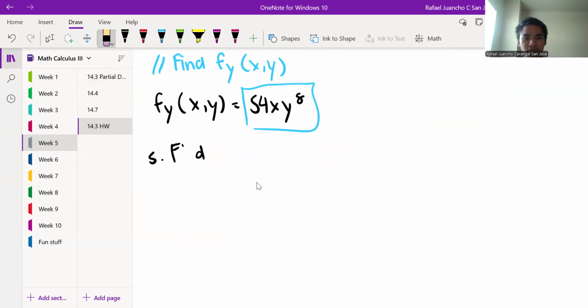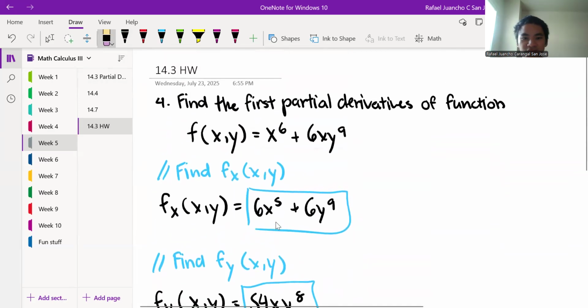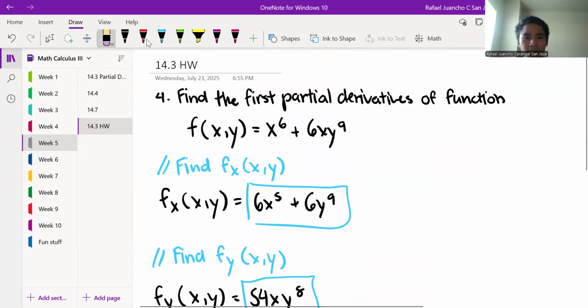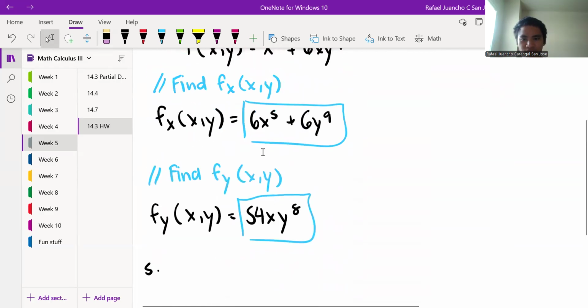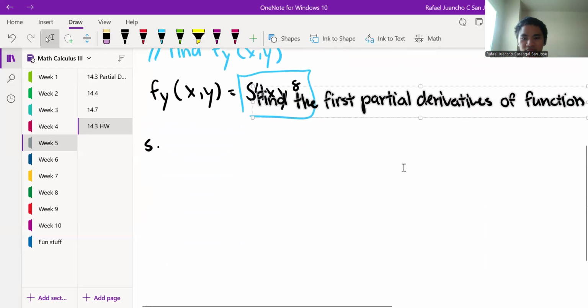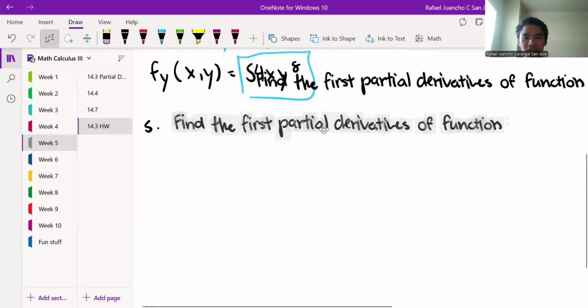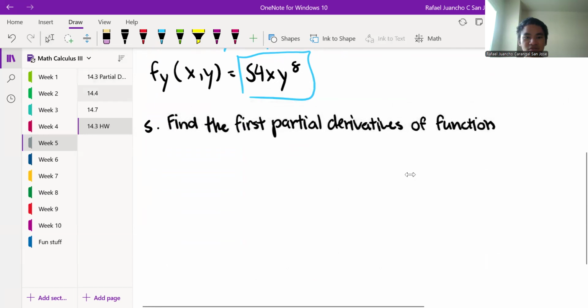So here I'm gonna copy paste because we're being asked to do the same thing. So again, we want to find, oh, why did I take a screenshot? Here we're trying to find the first partial derivatives of a certain function. So again, we're just gonna do the same thing. So here it's really just getting used to this idea of partial derivatives.